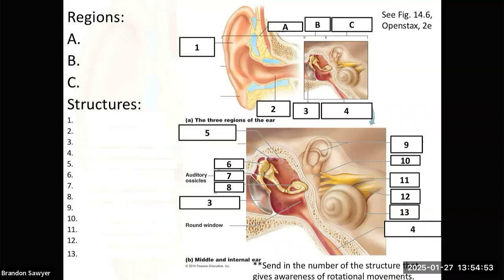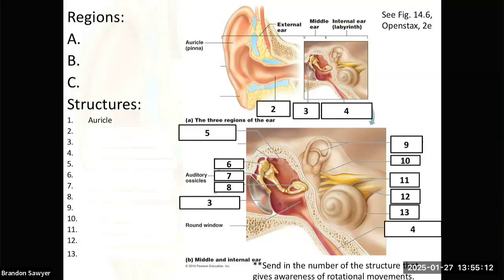Let's walk through this together here. Okay, so A, B, and C are just the bigger regions. And so obviously A is the external ear, right? B is the middle ear, and C is the internal ear. Okay, let's walk through these structures here. So one is the auricle or the pinna, right? Two is just that canal or that meatus, external auditory meatus.